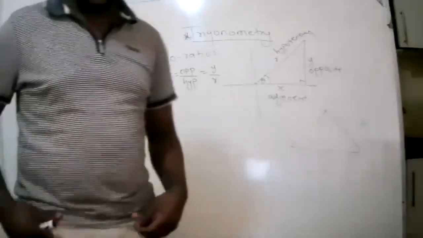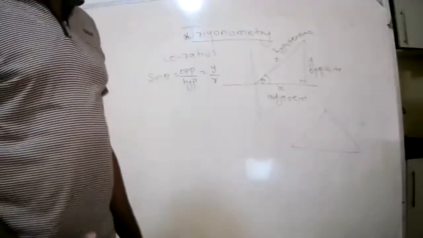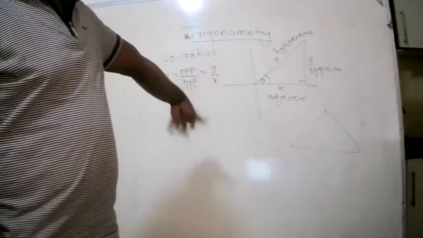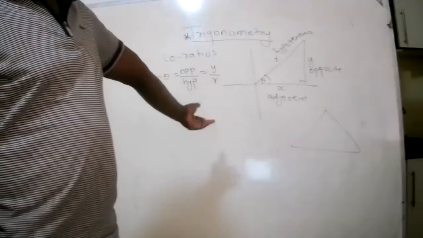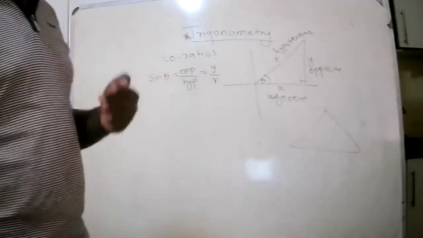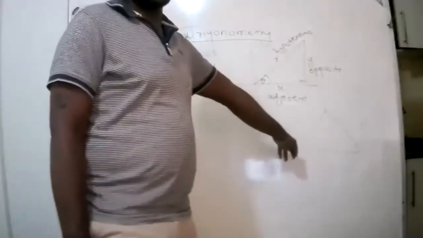On a non-right-angled triangle, we don't apply these trig ratios the way they are. They must be transformed for them to work. But it's not at your level that we're going to transform the trig ratios or apply them to a triangle that is not right-angled.